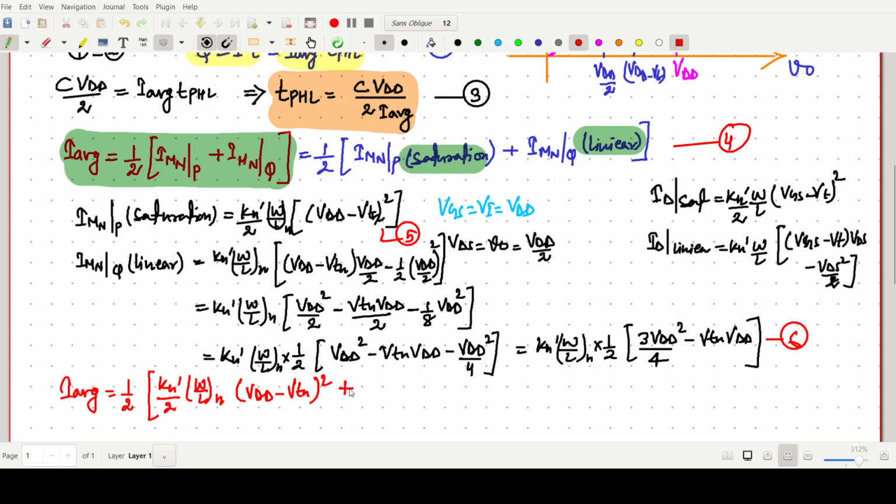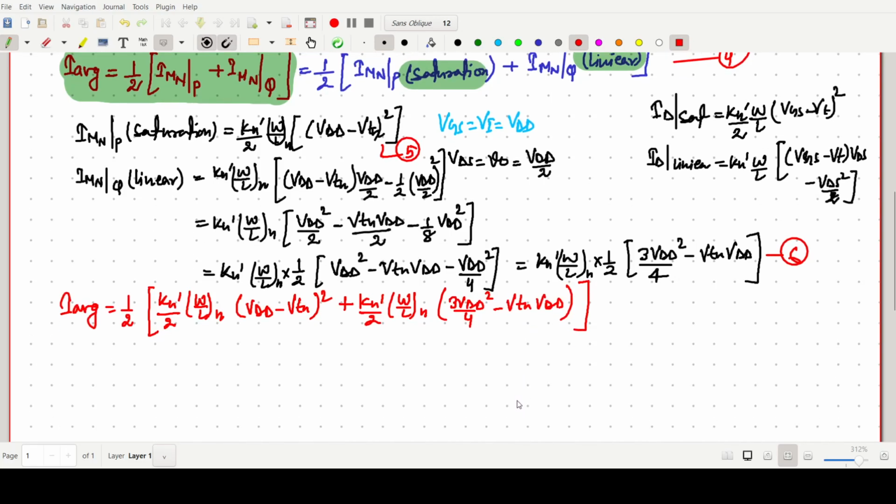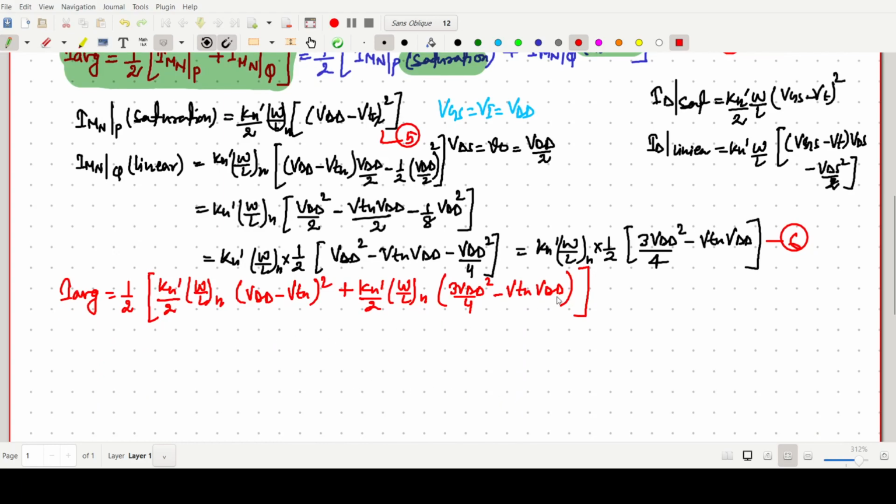So again we can write plus Kn dash W by L of N by 2, then 3 VDD square by 4 minus VTN VDD. Okay, it is very simple, but you have to be very careful when we are solving this type of equation. Now this term and this term will be constant. So one can write 1 by 2 and 1 by 2, and this should be multiplied, so Kn dash W by L of N.